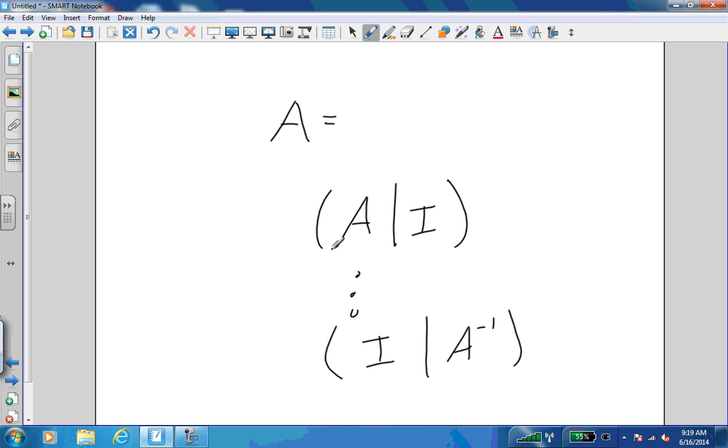So we started with our matrix and the identity, a matrix and the identity of the same size. We do row operations to get the left side to be the identity, and what's on the right is our inverse.